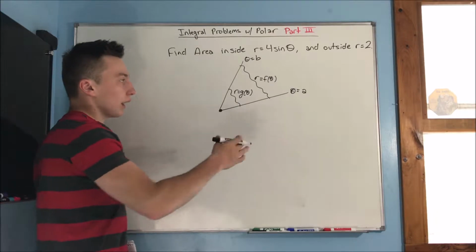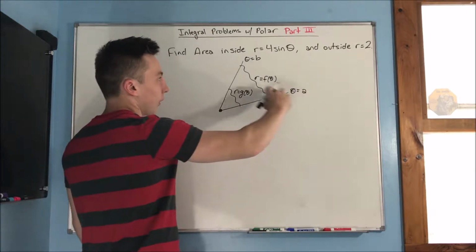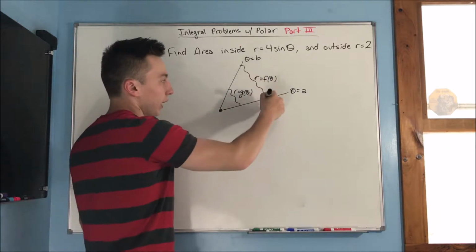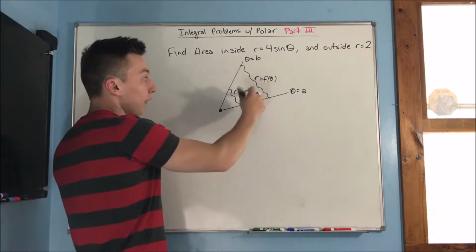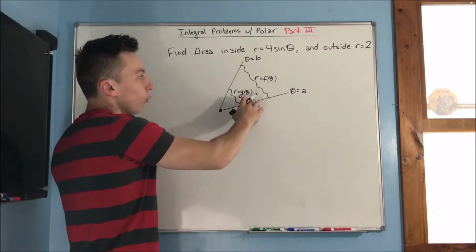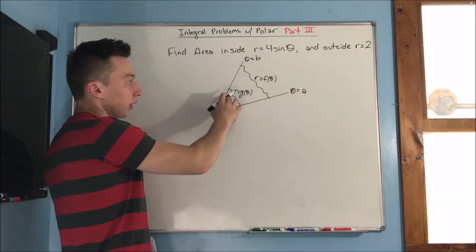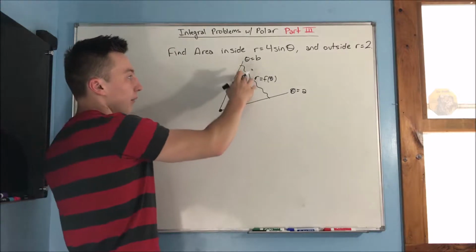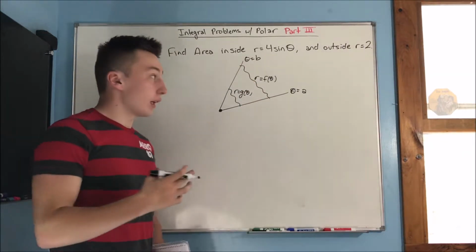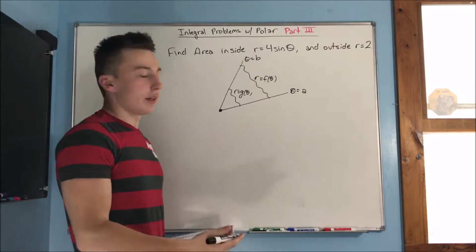So here's kind of what we're talking about. We have our bounds from A to B, and we have two functions. So if we want to find the area in between, this area in here, what we have to do is subtract the area under g of theta from the area under f of theta. And that ends up getting us our area in between curves.